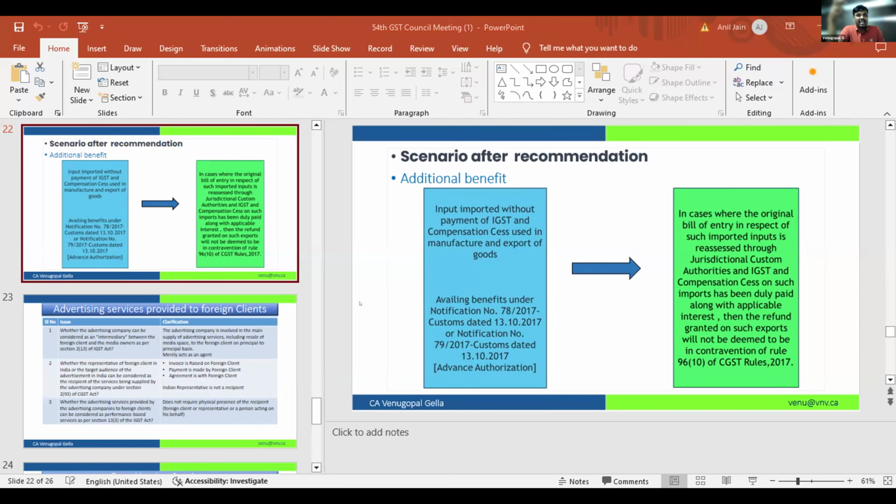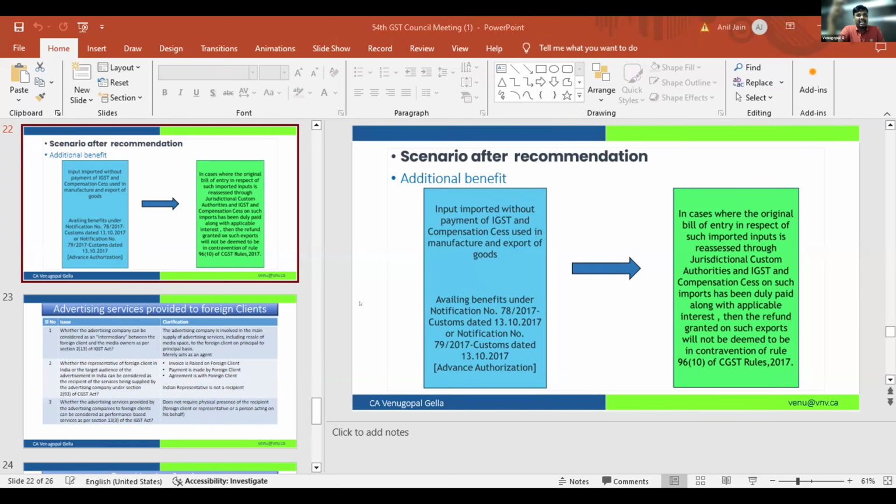Now, another clarification they have provided in relation to this advertisement agency is this: there may be a case where the work has been given by a foreign client, and that foreign client may have somebody representing them in India. So if there is any person representing in India, and even the audience is in India, can it be said that taxability will fall under India? They have said that if the agreement is with the foreign client and payment is received from the foreign client, even though my targeted audience is in India, it will not matter. My place of supply will still be under the default rule, that is the location of the recipient, and accordingly, it will fall outside India.